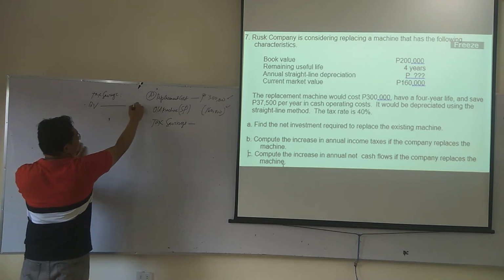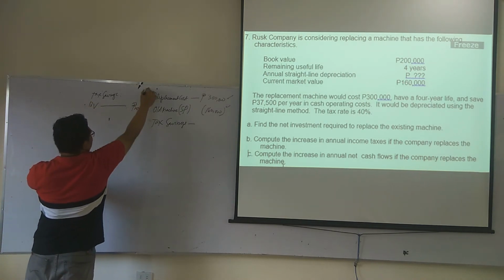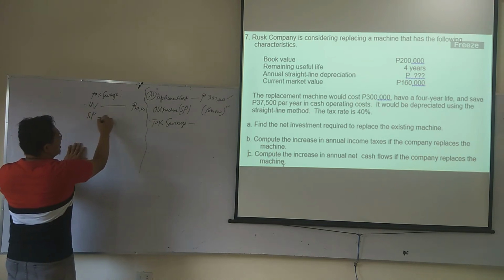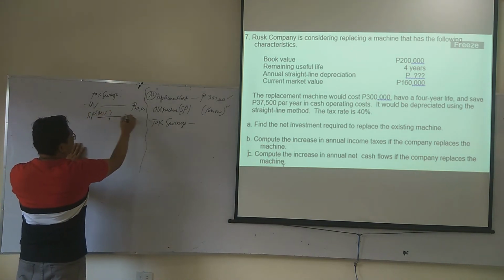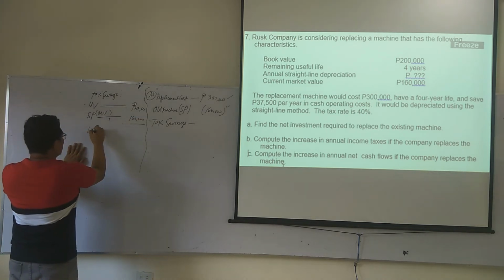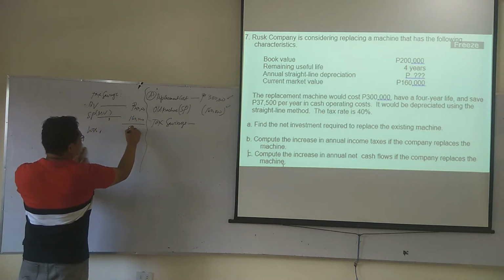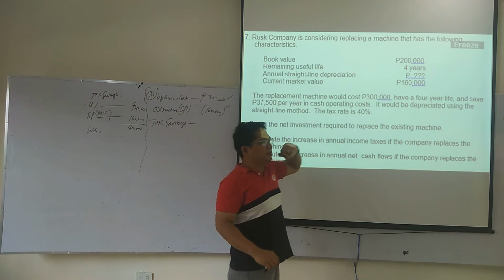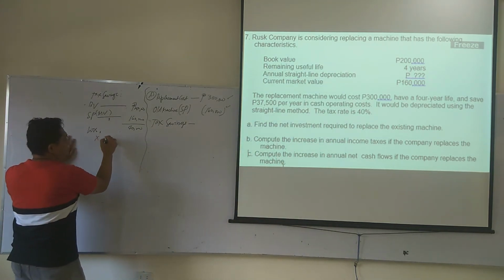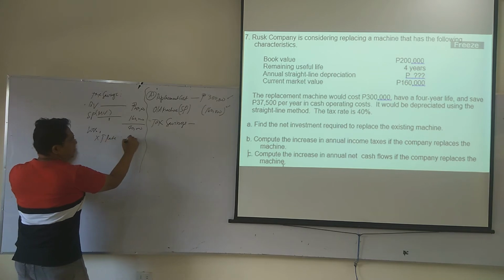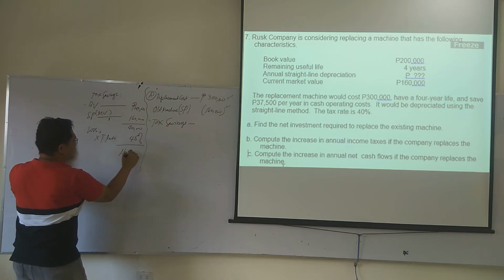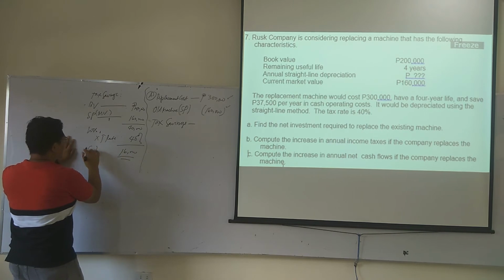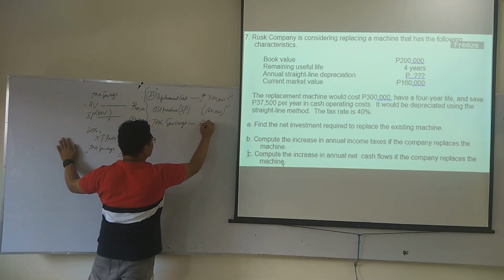Tax savings. Our book value is 200,000. Our selling price, or market value, is 160,000. So we incur a loss of 40,000. Once we incur losses, we will get tax savings, so times our tax rate of 40%. So we will have 16,000 tax savings. This is a cash inflow as well.